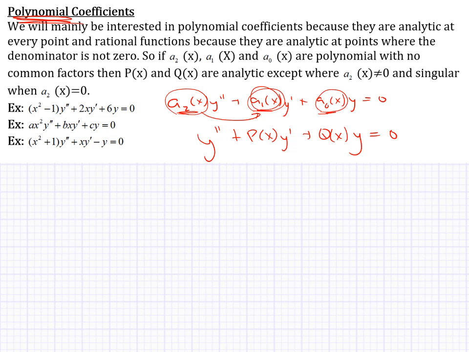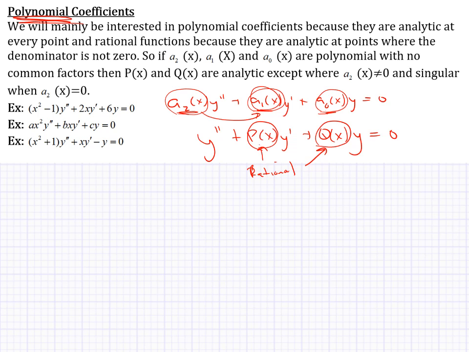Well, if a1, a2, and a0 are all polynomials, then p of x is a polynomial divided by a polynomial, which makes p of x rational. And the same thing for q of x. They're rational. Now, to determine if a rational function is analytic and therefore has a singular point, it's actually really easy to do. It's all about looking at whether or not the function exists. And if it's a rational function, a fractional function, it exists as long as its denominator isn't 0.